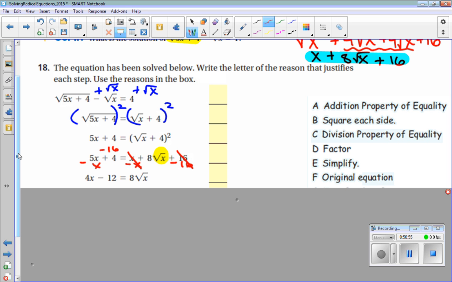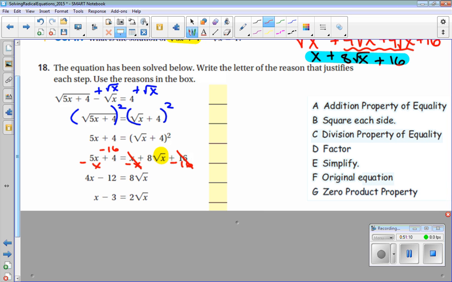Is the radical isolated yet? Not yet. Now I have to get rid of the what? The 8, the number in the front. How do I get rid of that 8? Divide everything by 8. Good. So I'm going to divide everything by 8. Whoa, hang on a minute. Oh, they divided everything by 4. Is that okay with you? No.